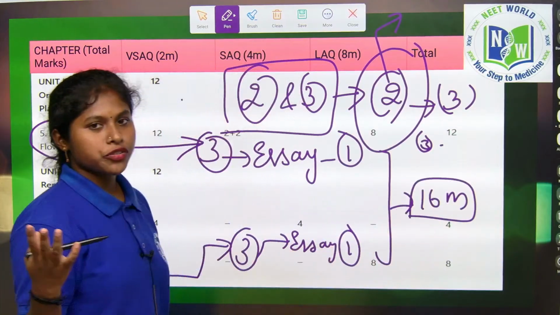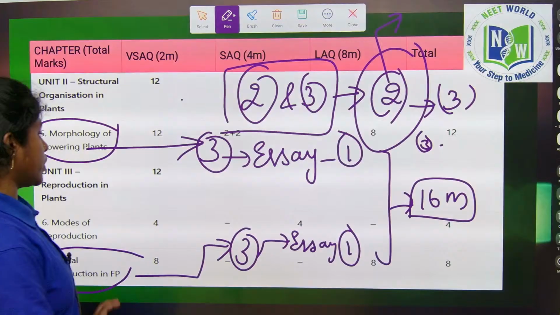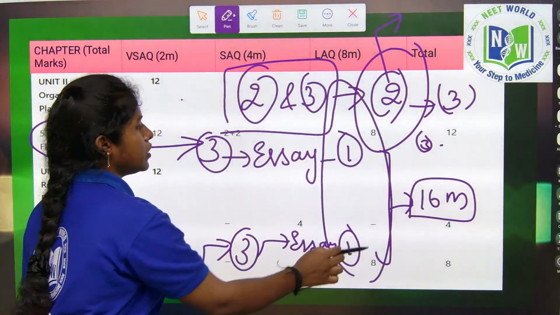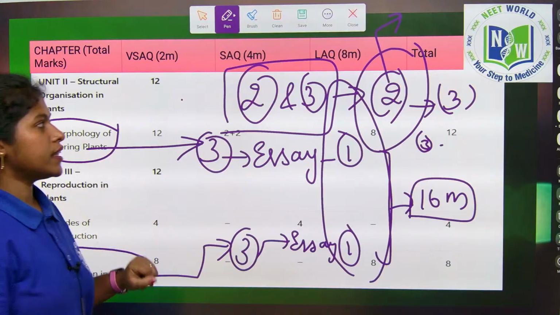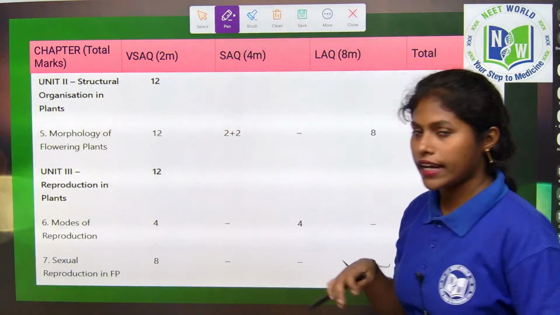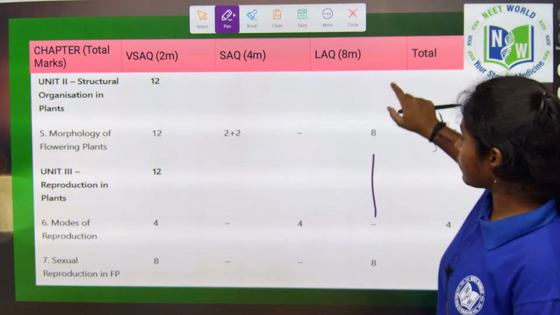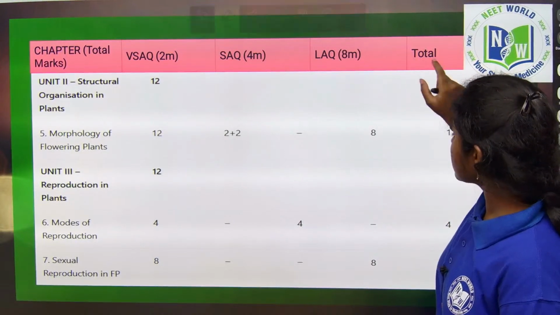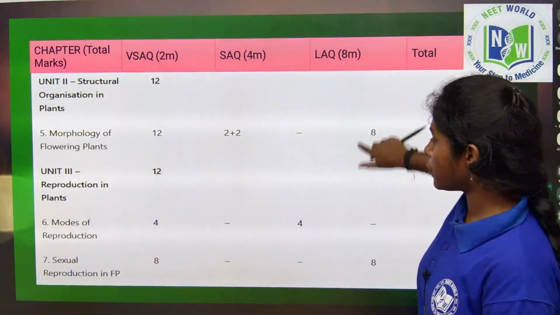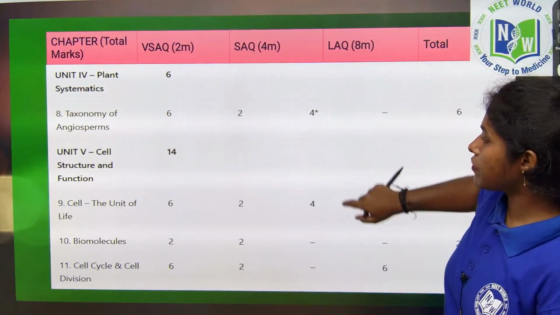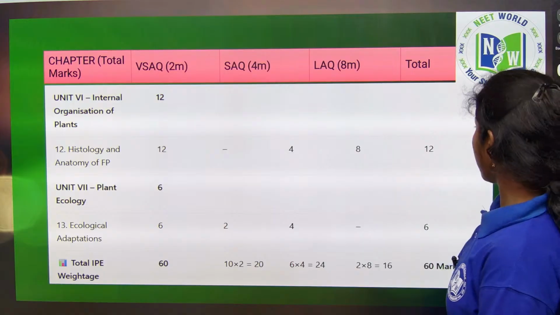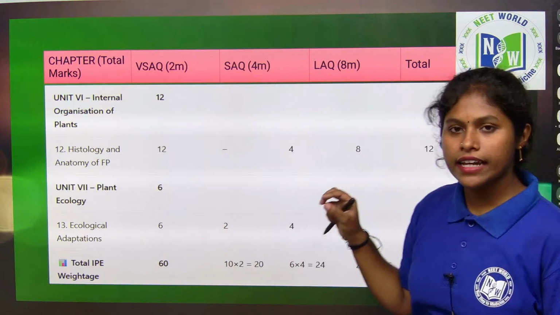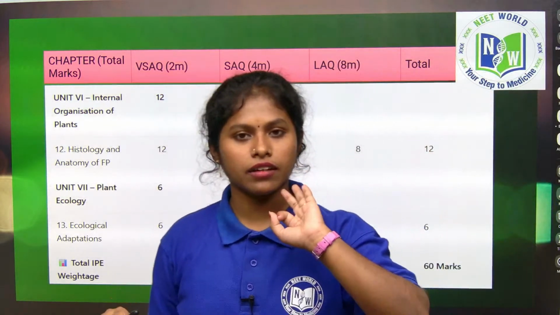If you are not interested in studying these units, you have to select at least one of those from these 2 units. Otherwise, you have to focus on the other essay. So, it is coming from the 6th unit. Wait, I will show you. It is coming from the 6th unit. See here.